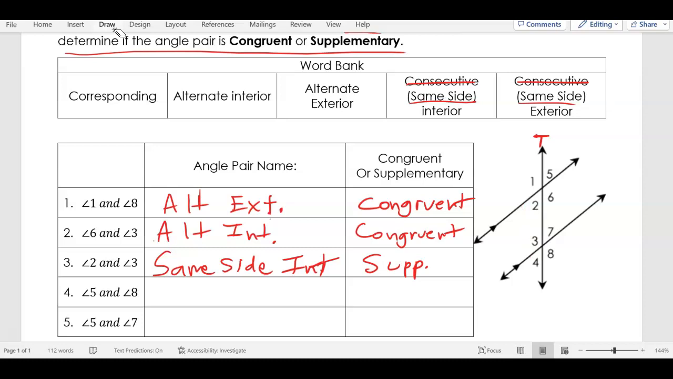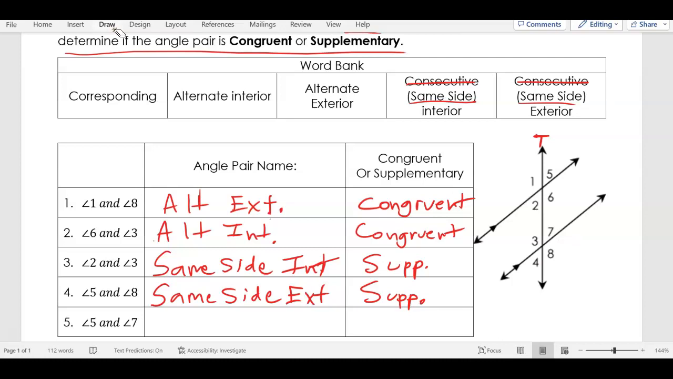What about 5 and 8? So 5's over here, 8's over here. They're both to the right of the transversal, so they are same side, potentially. Now, are they both in, both out, or one in, one out? Well, 5 and 8 are outside of the two parallels, so those are called exterior. They're both exterior. And the same side rule is that they are supplementary. S rule, same sides are supplementary.